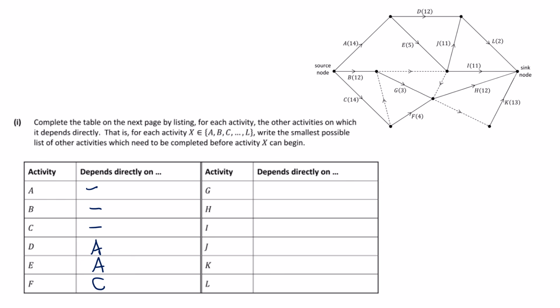Now let's take a look at G. Now, for G, it has 2 things. It has B and it has this dummy. But the dummy is coming straight from C. So this G is dependent on both B and C. So at that node there, B and C.